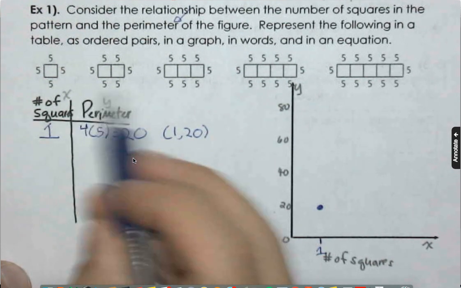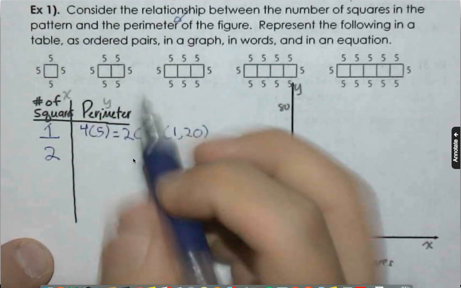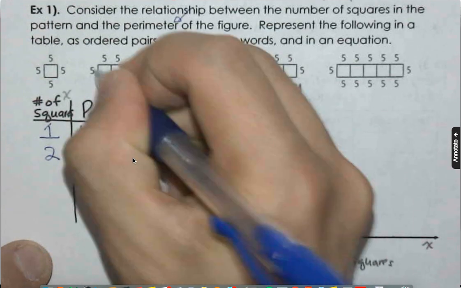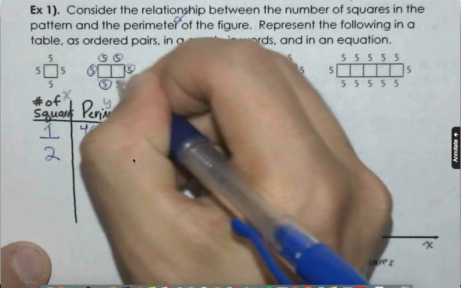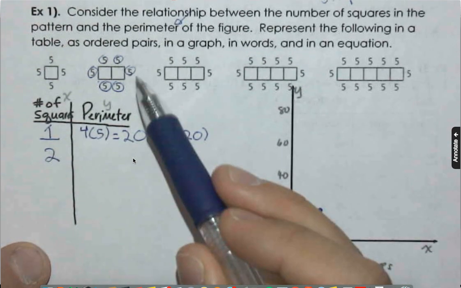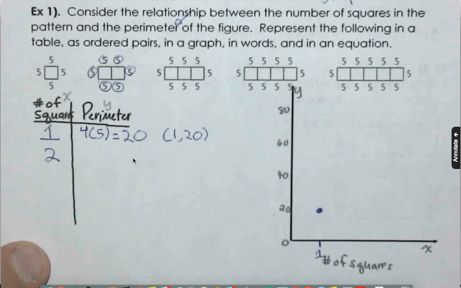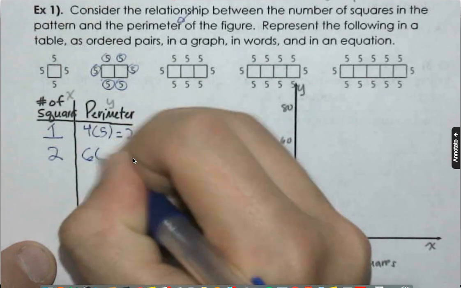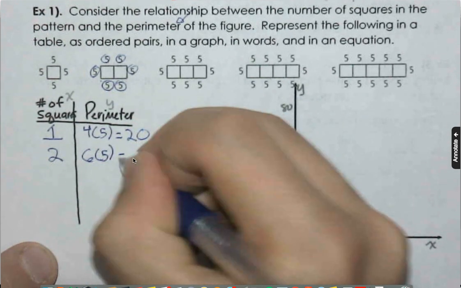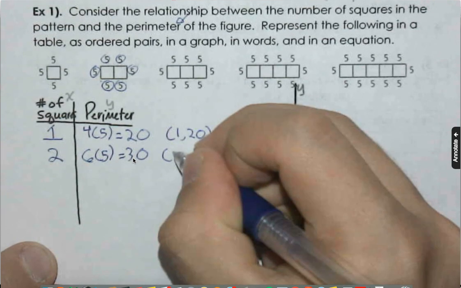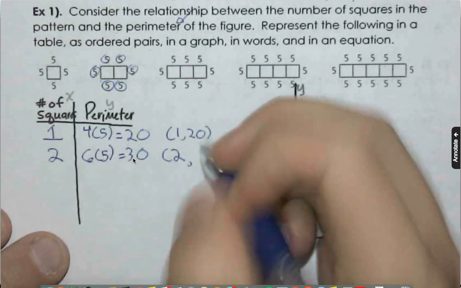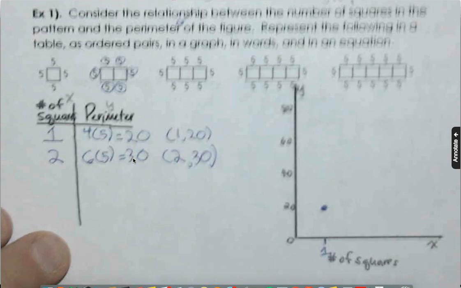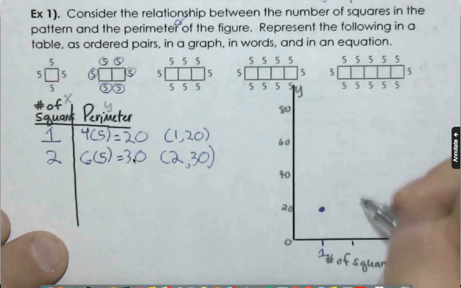Next one, if we have 2 squares, let's check this out. Keep in mind that we're walking the perimeter, we're walking on the outside. So in this case, we have this 5, this 5, this 5, this 5, this 5, and this 5. What's this new perimeter going to be? Got 6 versions of it. So it's as if we have 6 versions of 5, which is really just 30. So if we have 2 squares, the perimeter is 30. So we can graph that out.